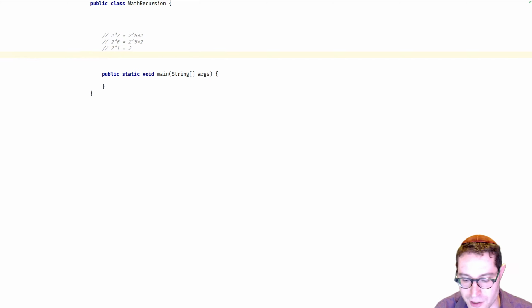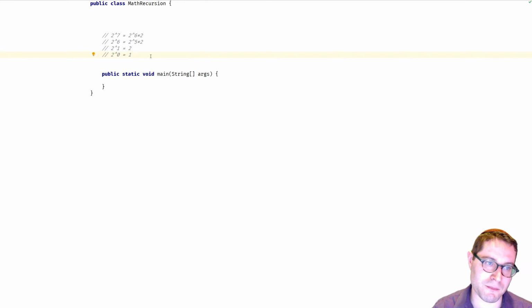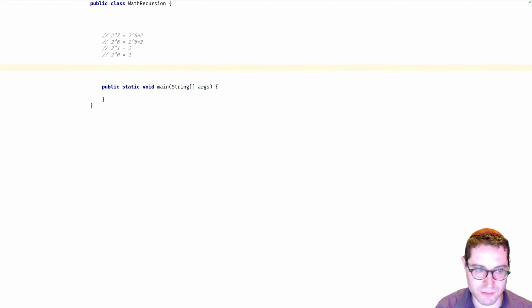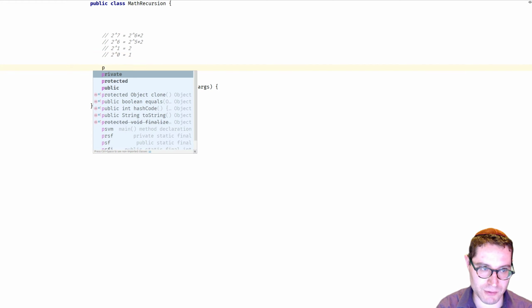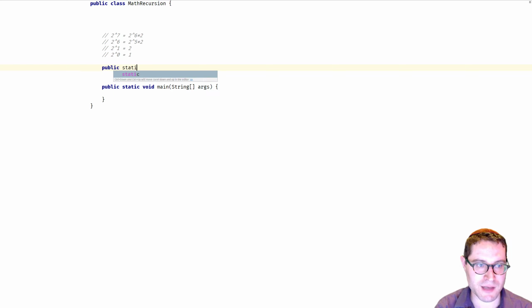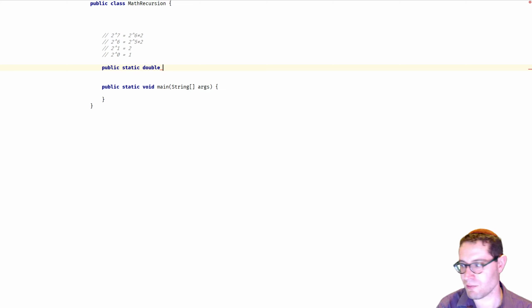But actually, a better base case is 2 to the 0th power is equal to 1. Because anything raised to the 0th power is 1, so we don't even have to return that value. So let's go ahead and do public static void, or let's go with double for a second, and you'll see why after I'm done coding this.